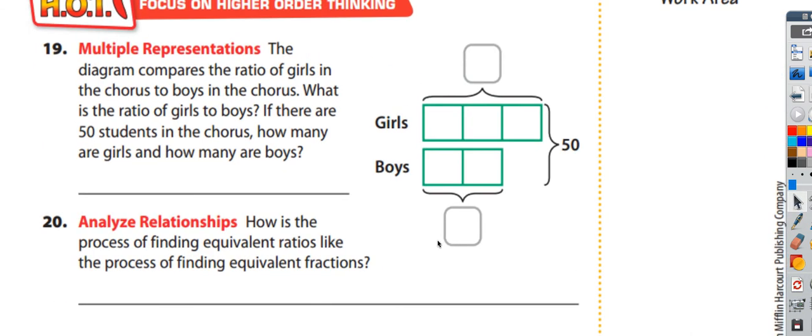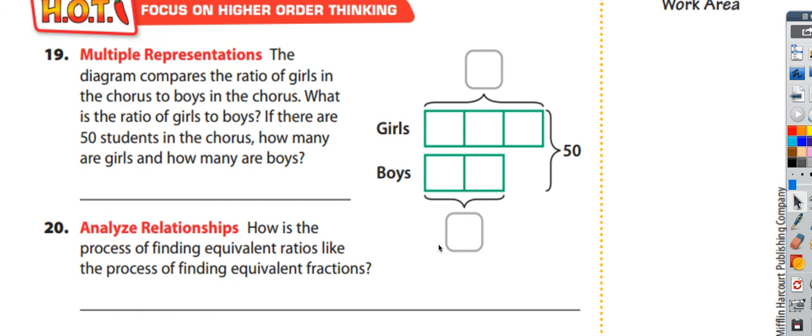So we're on number 19, and 19 is a diagram. It says the diagram compares the ratio of girls in the chorus to boys in the chorus. What is the ratio of girls to boys? Notice they put the word girls first and the word boys second. And if there are 50 students in the chorus, how many are girls and how many are boys?